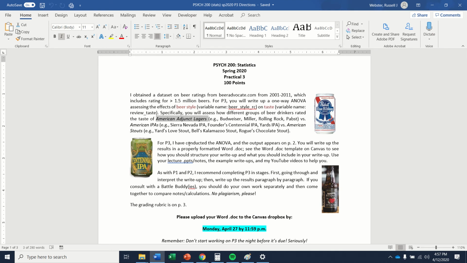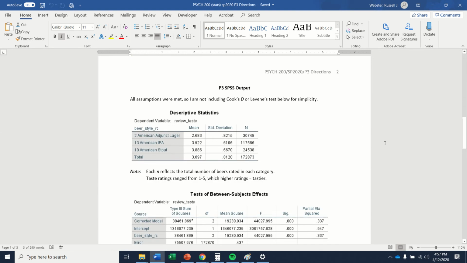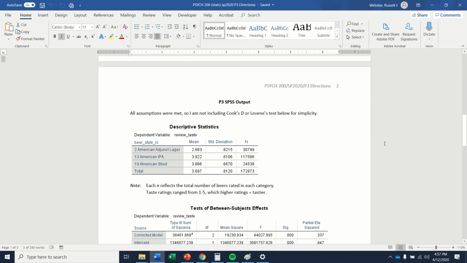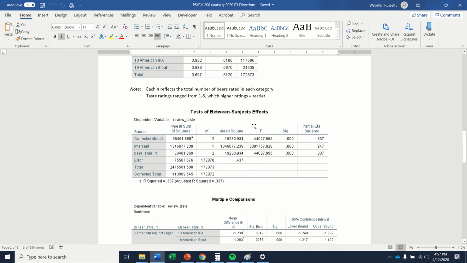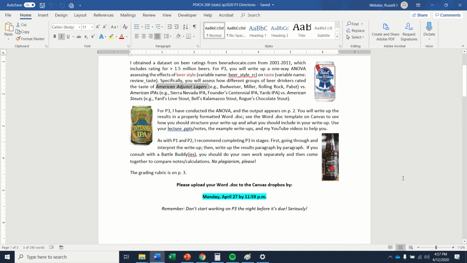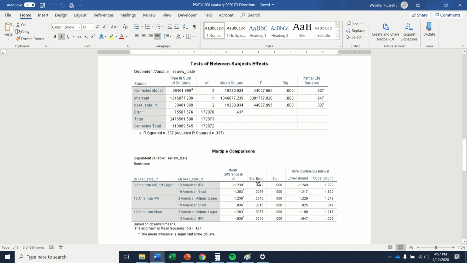So for Practical 3, given again that you don't have access to SPSS, I have actually conducted the ANOVA for you, and the SPSS output appears on page 2. So there's only one set of output this time, just to make things a little bit easier in the last few weeks of class here. So this is the output that you'll be basing your write-up on. All right. So yeah, page 2.